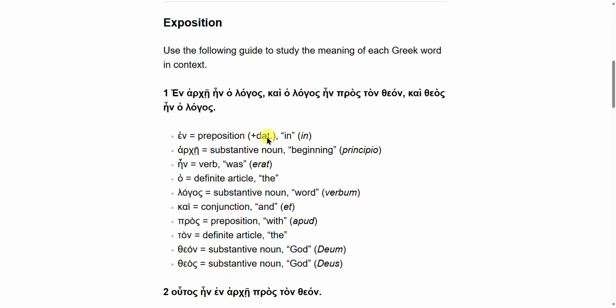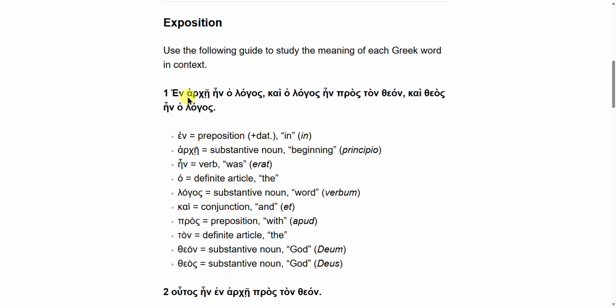And again, you're not expected to know Greek grammar, but you'll understand as you get further in your grammar studies that we have the preposition en followed by a substantive noun. And with that iota subscript at the end, it's in the dative case. So that's what it means when I include that after identifying a word as a preposition. It's followed by the dative case, and the English translation of that word is in.